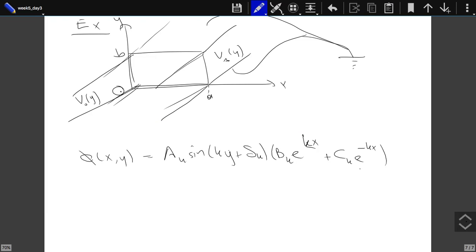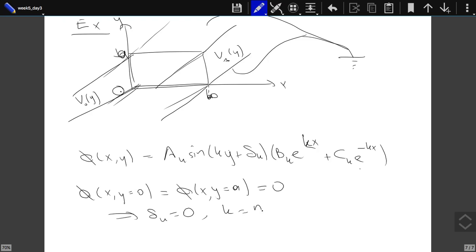Nothing changes up to this point. Again, we have the boundaries phi of x, y equal to 0 at y equal to 0 and at y equal to a. Let me change a and b. These should be 0 because the upper and the lower strips are at 0 potential. So this will again just tell me that delta k should be equal to 0 and k is equal to n pi over a, n being 1, 2, etc., positive integers.